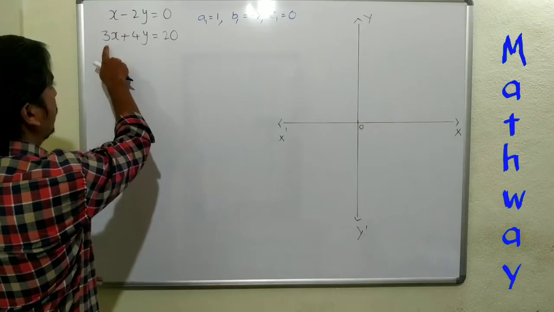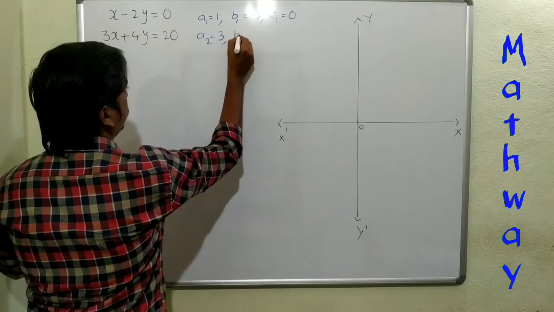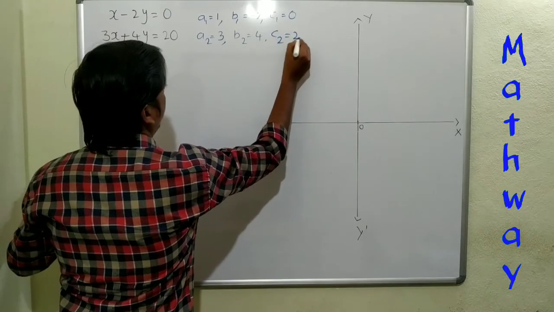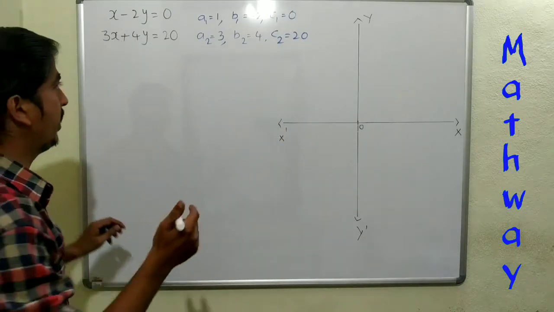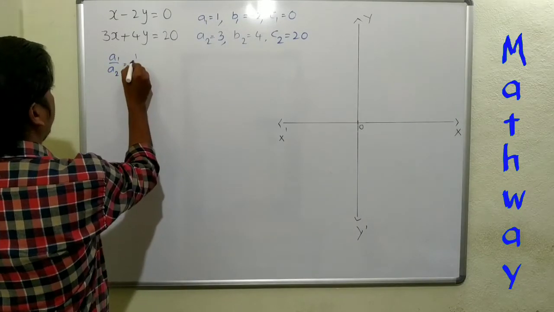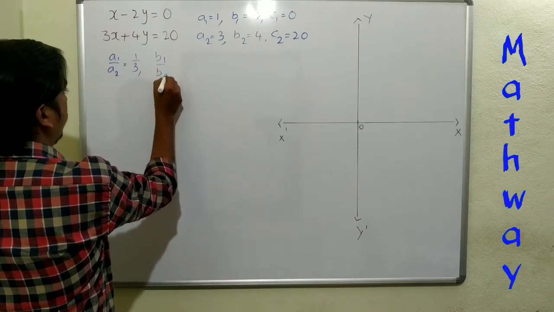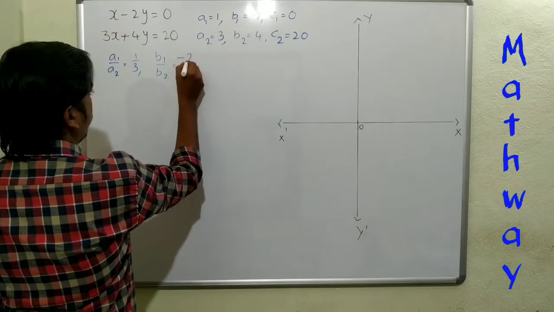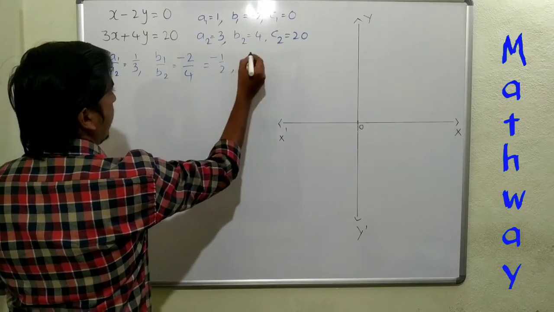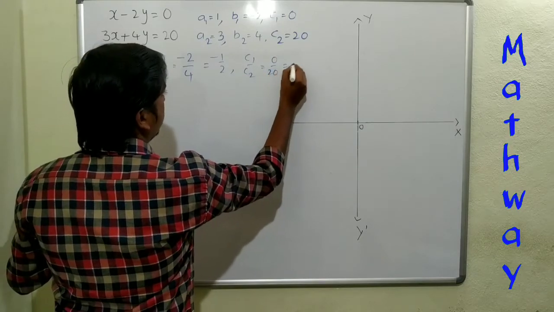Next, in the second equation, a2 is 3 and b2 is 4. Then c2 is 0. Now take the ratio a1 by a2. The a1 value is 1 and the a2 value is 3, so 1 by 3. Next b1 by b2. b1 is minus 2, so minus 2 by 4. By cancelling we get minus 1 by 2. And c1 by c2 is 0 by 0.